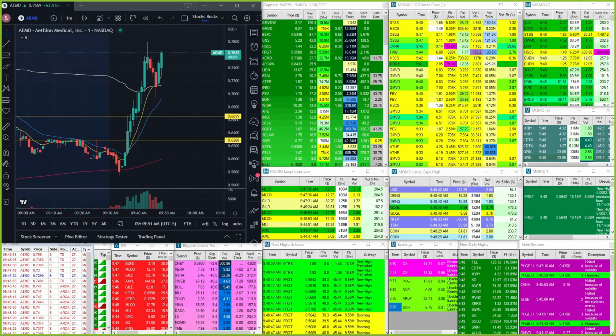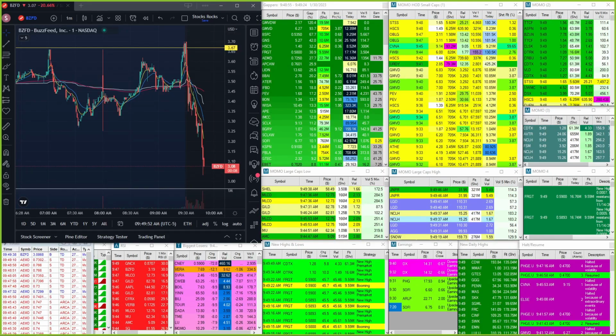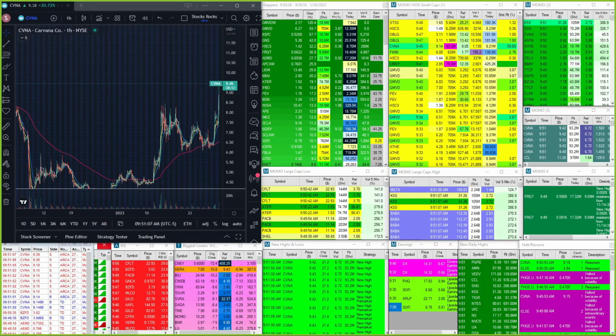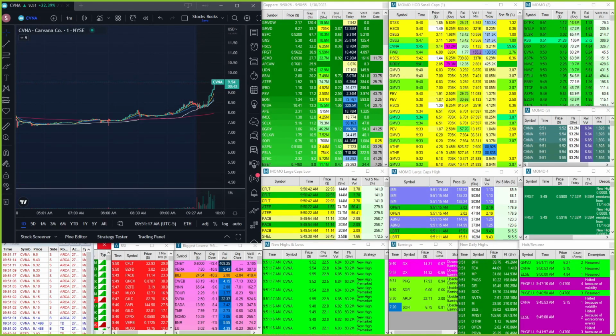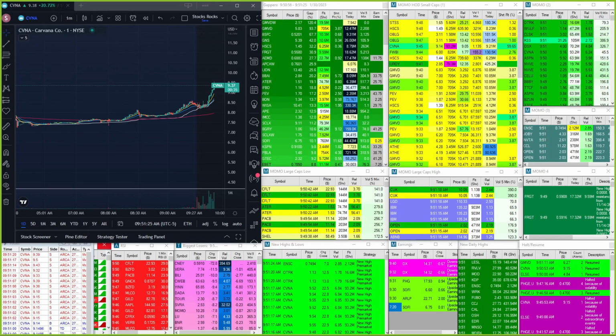Scaling out AEMD, selling the rest for now. Watching here, BZFD. It's very weak right now, but I'm trying to find if we can get a bit of a green setup here. I'll stop out. So weak. Watching Carvana, getting out. Let's see if we can break 950 now. Here's 950. It's gonna get halted again, 961. That's very nice. Selling the rest here.